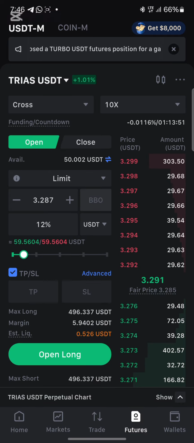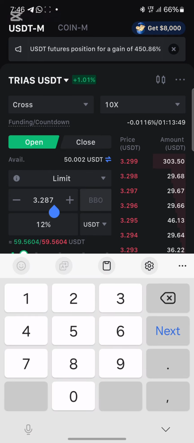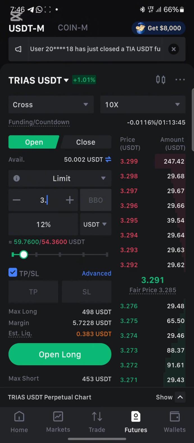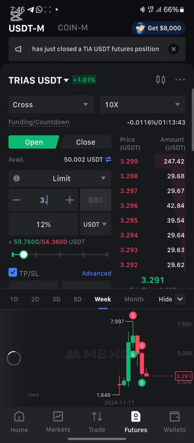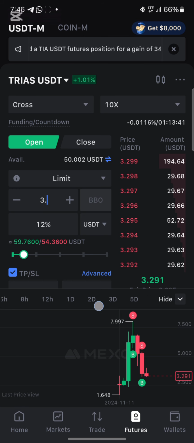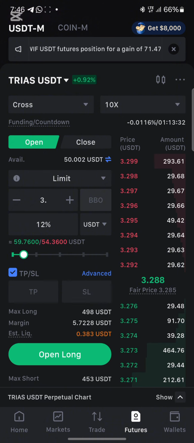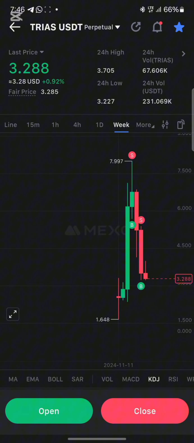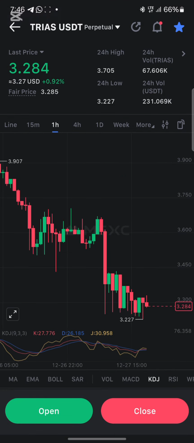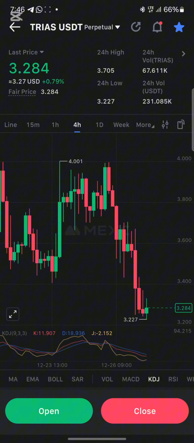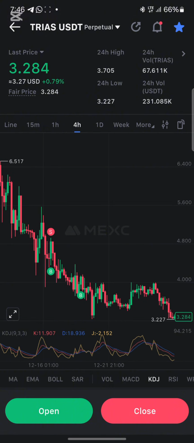For instance, let me give us a sample. If I want to enter thrice, this is your chart, this is where you see your chart. For a broader view of your chart, you can also click here. In fact, let's click on that. Let me analyze the market and then give a sample trade there.